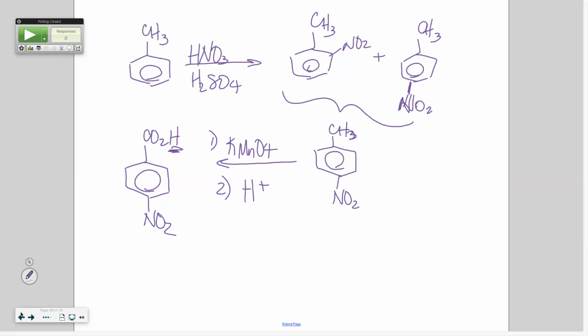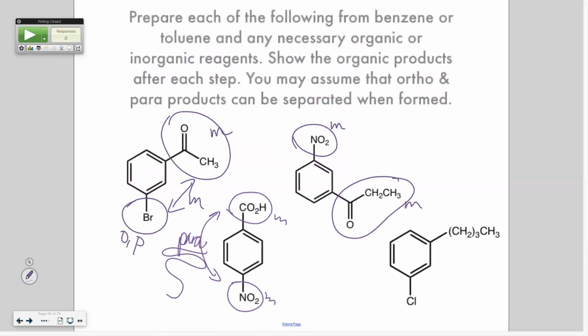Okay, what about the last one? All right, I went too far. There we go. Here's the last one. What do you think about this one? This is what kind of director? OP. And what's this? Nope. It's OP also. And what are they to each other? Meta. Okay, so what brilliant ideas you got on that one?